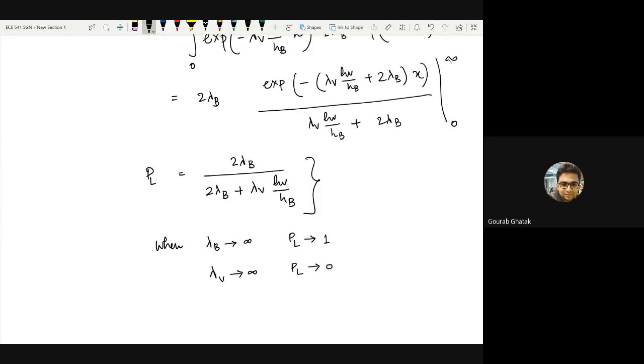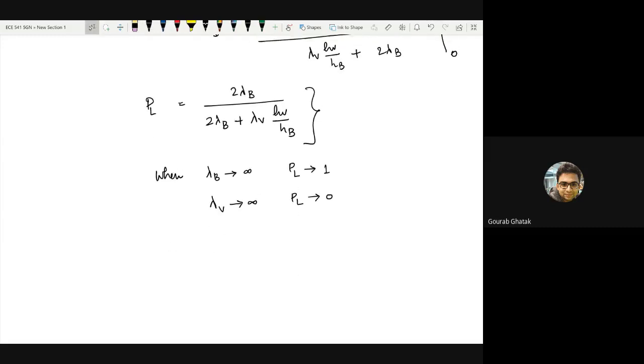Which means if all of your network is covered with vehicles, you would have no chance of line of sight. It would be always obstructed. There is this additional thing when HV equal to HB. When HV equal to HB, then PL becomes 2 lambda b by 2 lambda b plus lambda v.